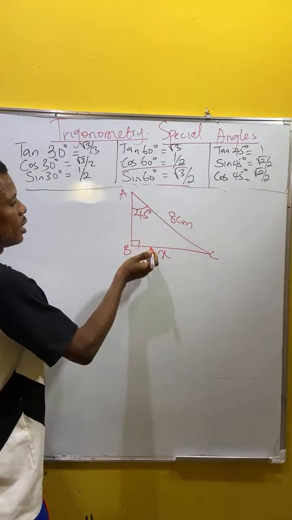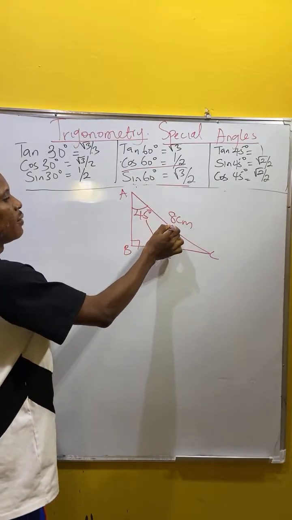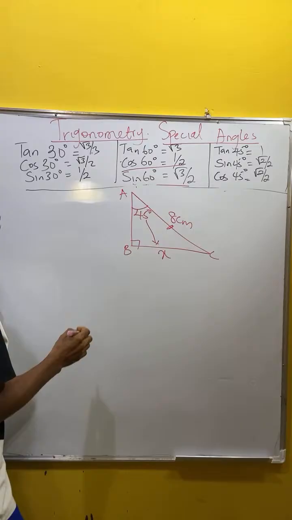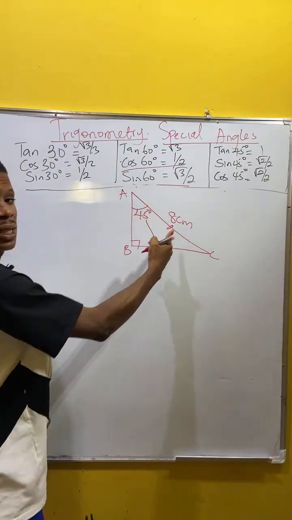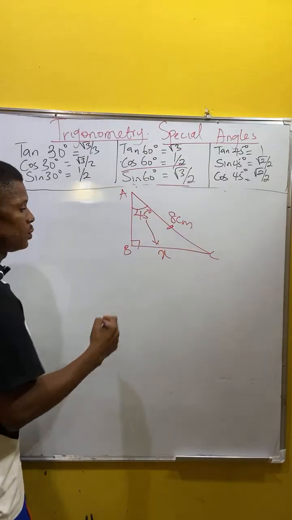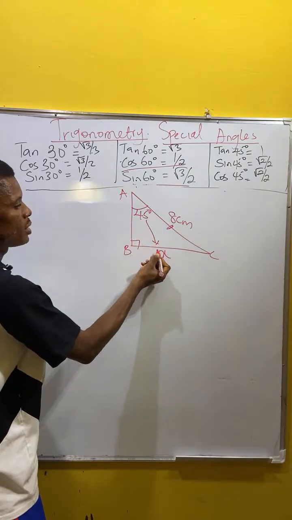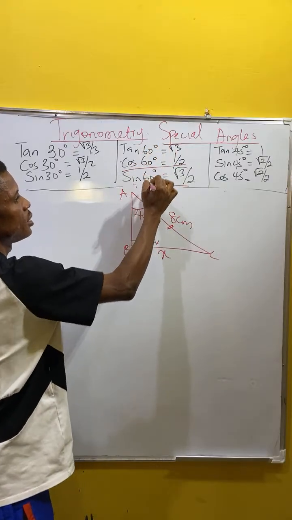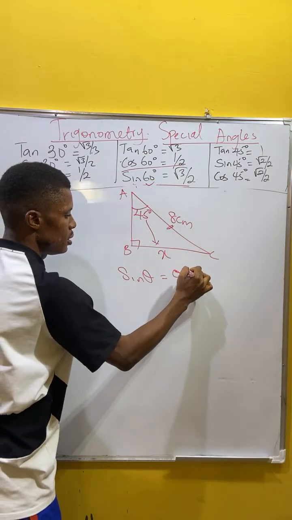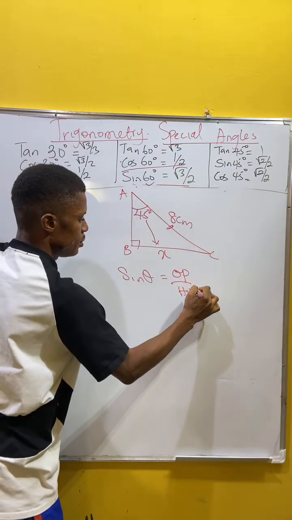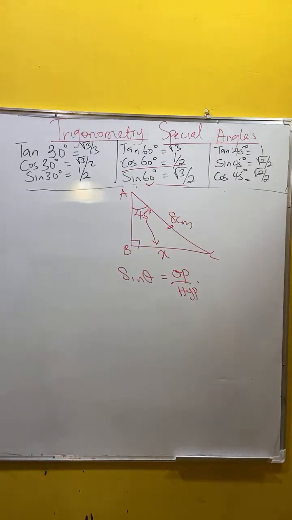So you can now see that we have the opposite and we have the hypotenuse. Basically, to do this is very simple. Opposite is x, hypotenuse is 8. So all we have to do is use what? Opposite and hypotenuse is sine. So sine theta is the ratio of opposite and hypotenuse. Since sine theta is the ratio of opposite and hypotenuse, it's very easy to do.